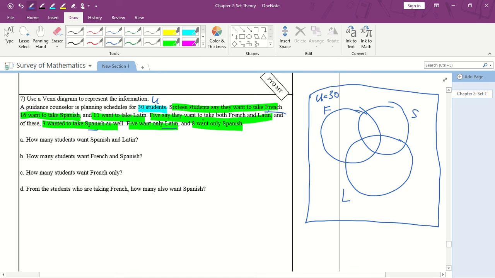Usually I will suggest that we find the middle first, because when we get this one, we need to subtract, because it doesn't say only. Some information tells us only, like this one. 8 want only Spanish. Only means only Spanish, which is here. 5 want only Latin. So 5 only Latin, so it's here.